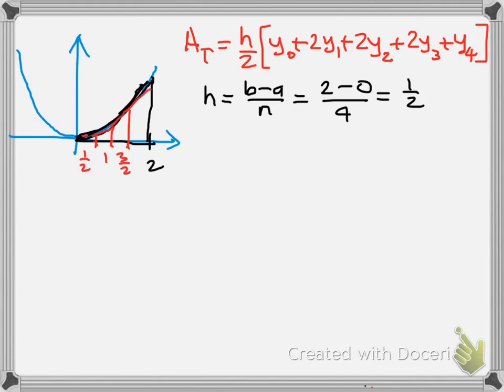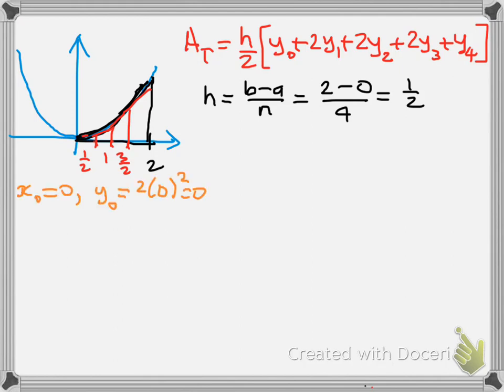So now we can split up from a to b, and all our x values are as shown. From 0 to 1/2, then 1/2 plus 1/2 is 1, 1 plus 1/2 is 3/2, 3/2 plus 1/2 is 2. Those are all the x values.